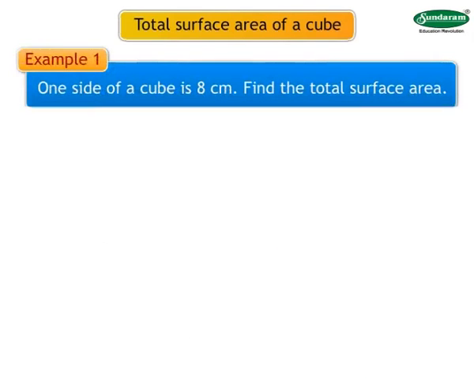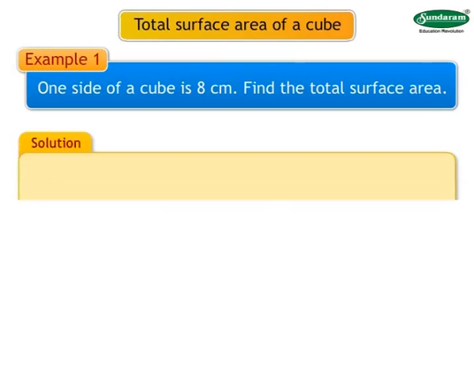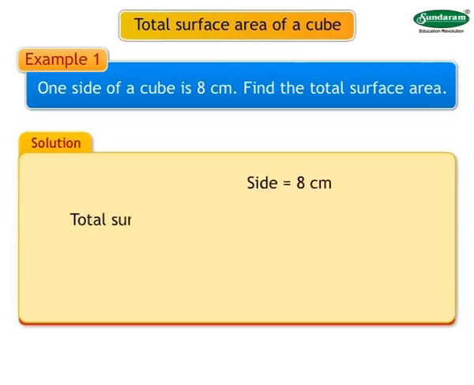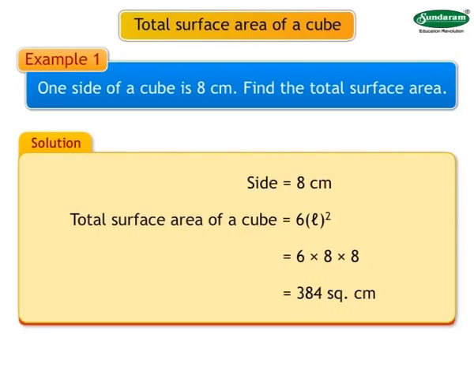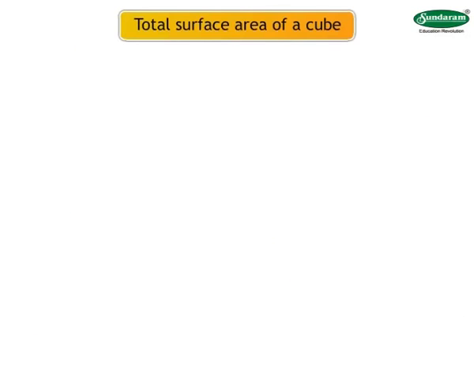Example 1. One side of a cube is 8 centimeters. Find the total surface area. Solution. Total surface area is 6 into length square. This is equal to 6 into 8 into 8, which is equal to 384 square centimeters.